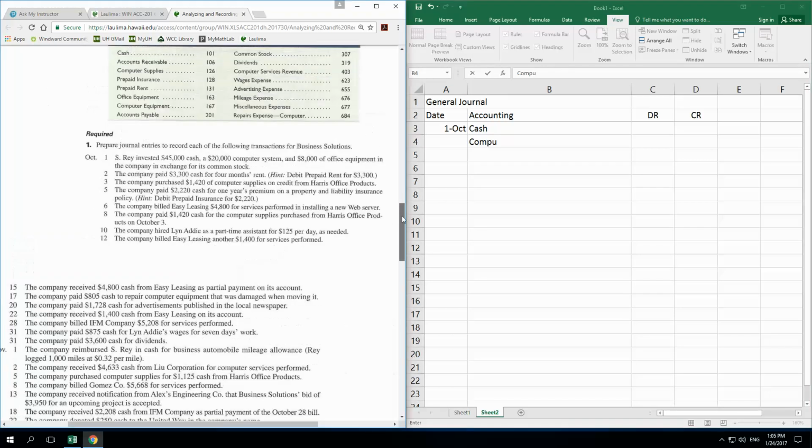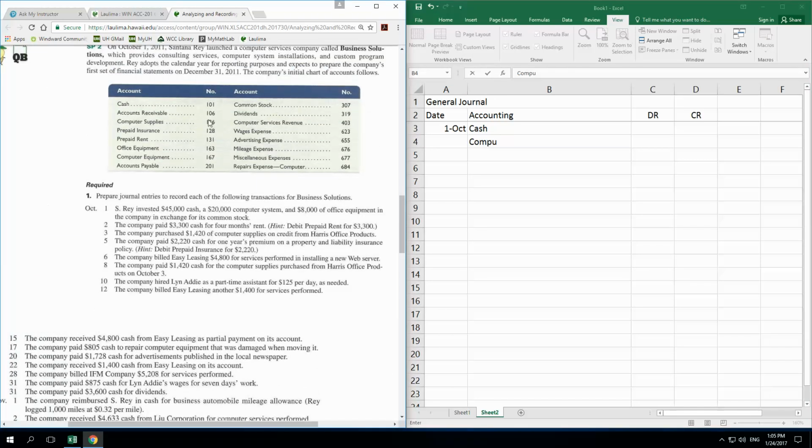Okay, I'm going to debit the computer system. And you know what you want to do? You probably want to use the account titles that they have here. So they have something called computer equipment. That's where the computer system would go. Okay, so I'm going to book it to the computer equipment account, right? And then it says 8,000 of office equipment. So I have an office equipment account.